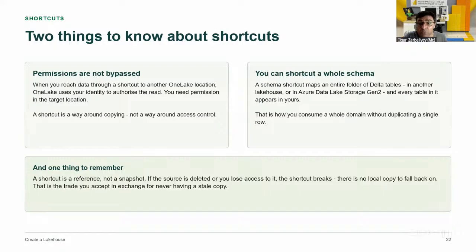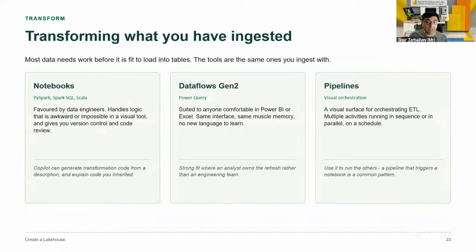And the thing to remember: a shortcut is a reference, not a snapshot. If the source is deleted or your access to it is revoked, the shortcut breaks. There is no local copy to fall back on. That's a genuine trade, and it's worth being explicit about it. You are accepting a dependency on someone else's data in exchange for never holding a stale copy of it. Most of the time, that is the right trade. Occasionally, for something you must be able to reproduce years later, it's not.